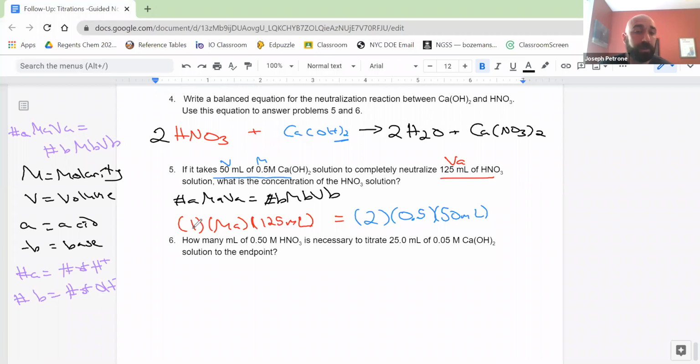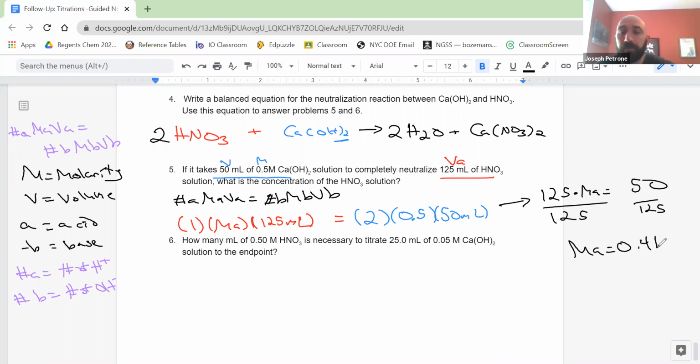And then our left side is going to be 1 times MA times 125, which is equal to 125 times MA. So I'll rewrite this on the side. So 125 times MA is equal to 50. Divide both sides by 50. I'm sorry, by 125. And you should get that your molarity of acid is equal to 0.4 molar. That was number 5.